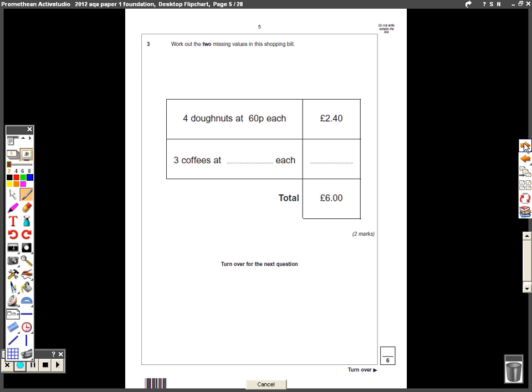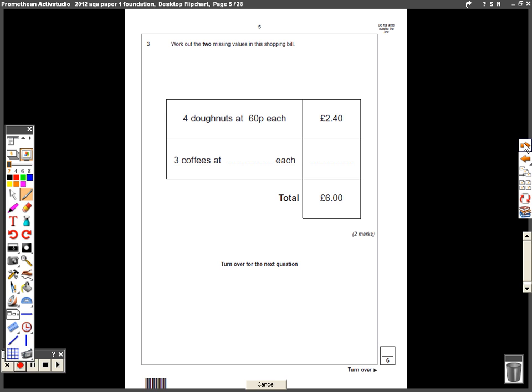Work out the 2 missing values in this shopping bill. 4 donuts at 60p each, that's £2.40. 3 coffees at, we don't know how much, we don't know how much the total is, but we do know the total of the whole lot is £6. So we need to fill in anything in the table that we can to start off with.